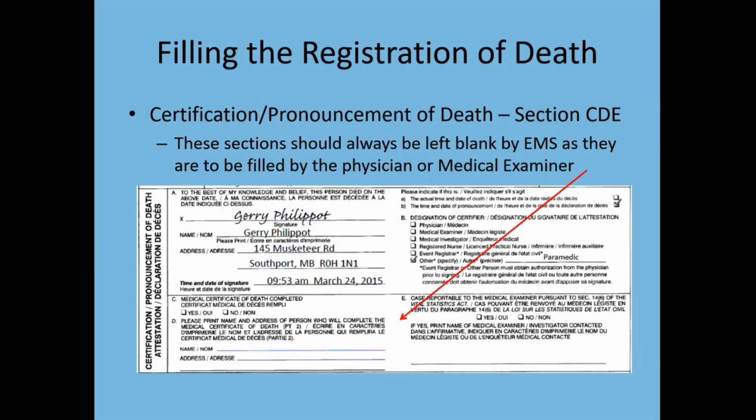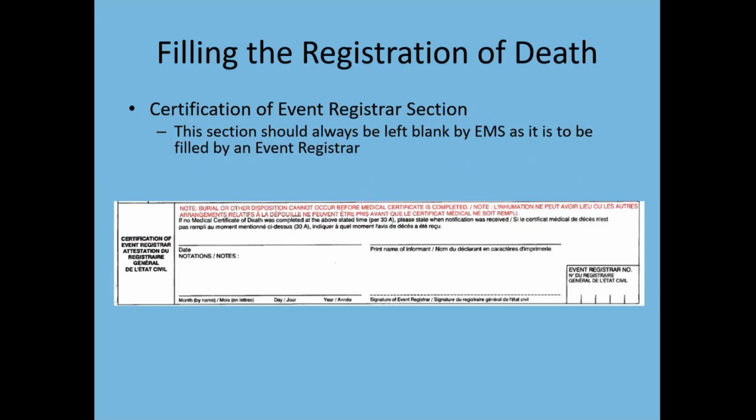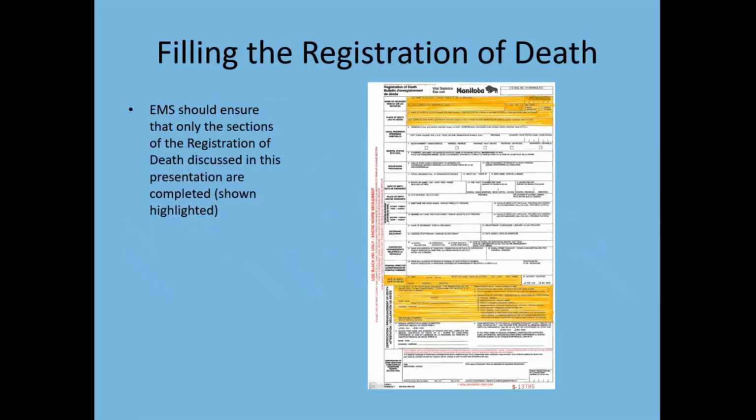Certification pronouncement of death, sections C, D, E. These sections should always be left blank by EMS as they are to be filled out by the physician or medical examiner. Certification of event register section. This section should always be left blank by EMS as it is to be filled out by the event registrar. EMS should ensure that only the sections of the registration of death discussed in this presentation are completed, shown highlighted. We have laminated examples and sent them out to stations. If you still require one, please contact the clinical team.